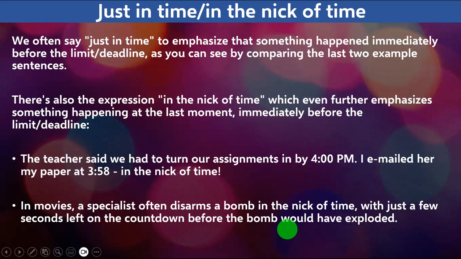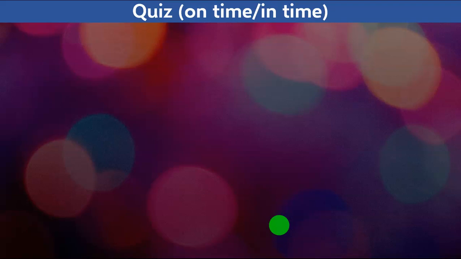Here, in the nick of time means before the bomb would have exploded, before something bad would have happened, right? So, I hope you understand the meaning of on time, in time, just in time, and in the nick of time. Okay. So, friends, now that you've understood the meaning of all these, let's take a quiz.